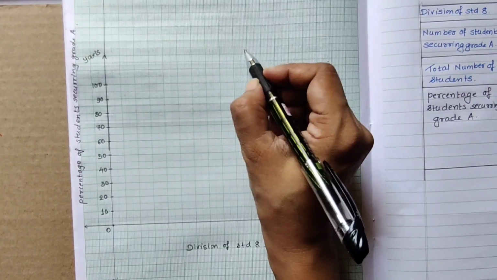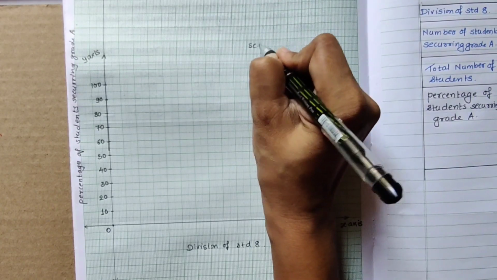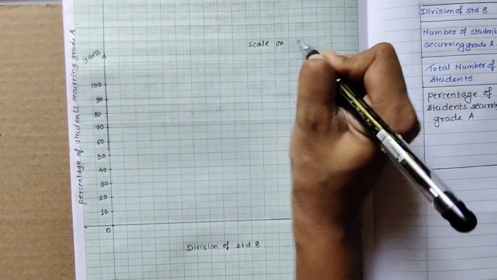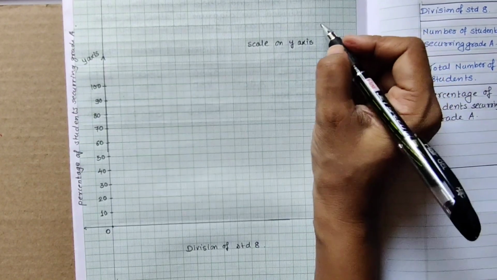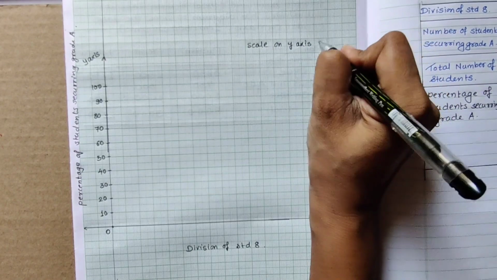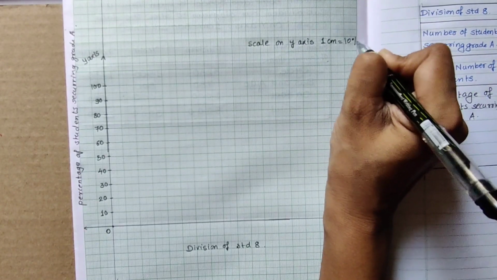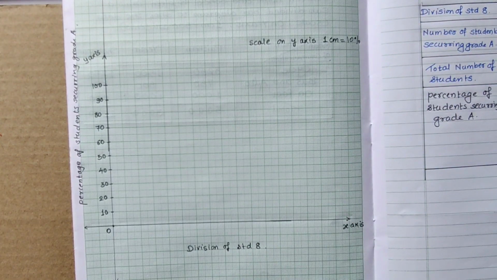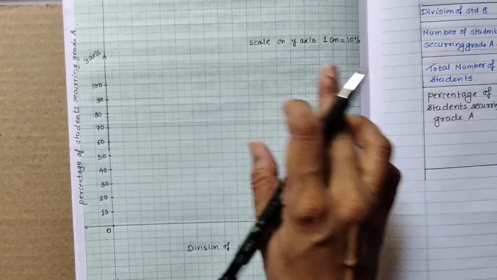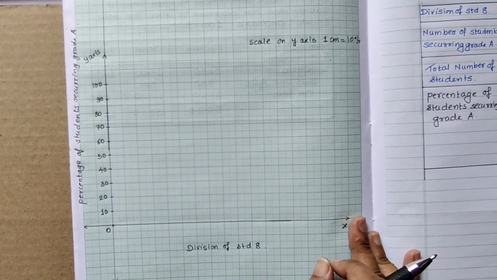Now here we have to write the scale on top right side, scale on y-axis. What is the scale on y-axis? 1 centimeter is equal to 10%. For percent bar graph, the scale is same. If you draw any percentage bar graph, the scale is same. On y-axis it will be 1 centimeter is equal to 10%.